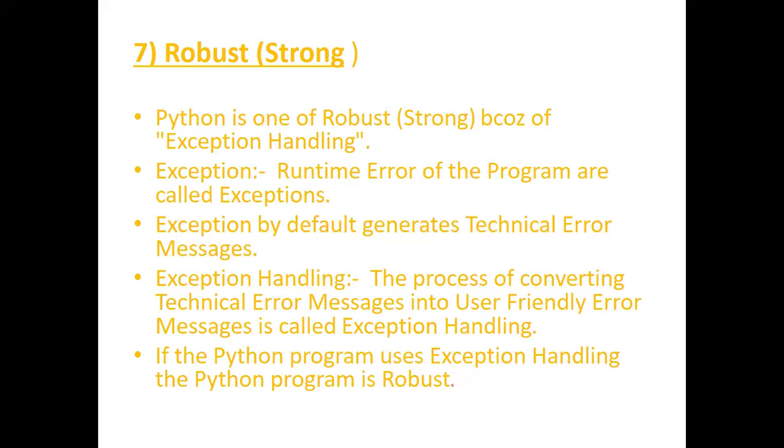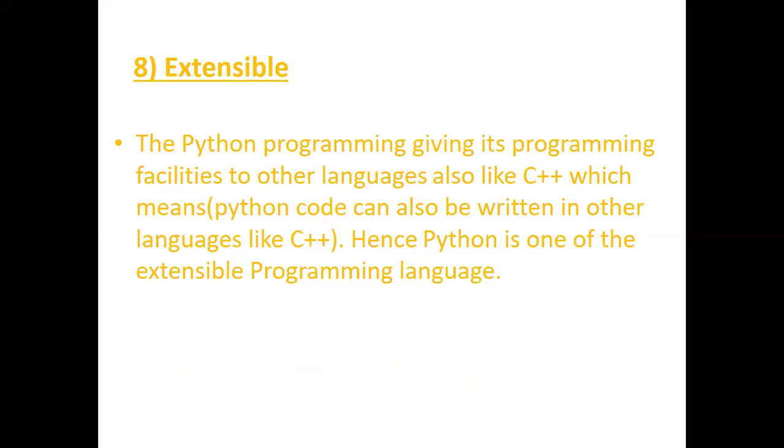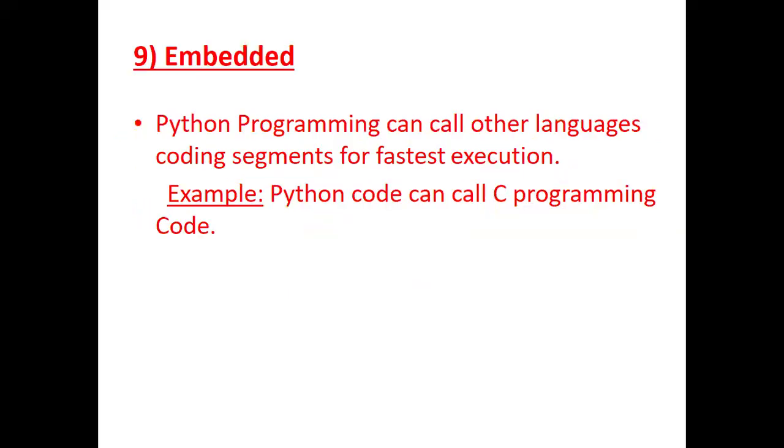Next is extensible. Why is Python known to be extensible? Because it provides its facilities to other programming languages also, like Python code can be written in Java, in C++, and in other programming languages. So it is known to be an extensible programming language. Next is embedded. Why is it known to be embedded? Because Python can call other programming languages' coding segments for fastest execution, like it can call C programming code for its fastest execution.